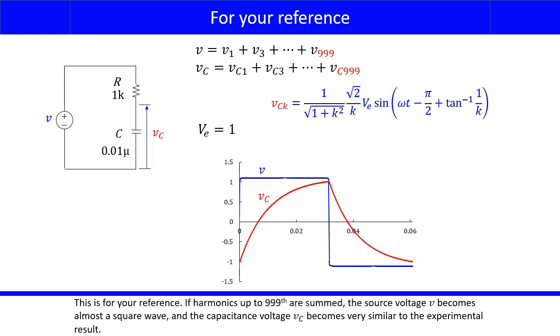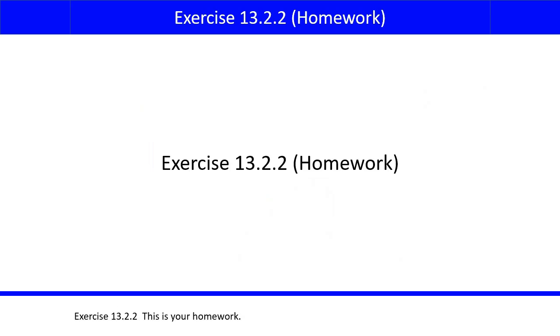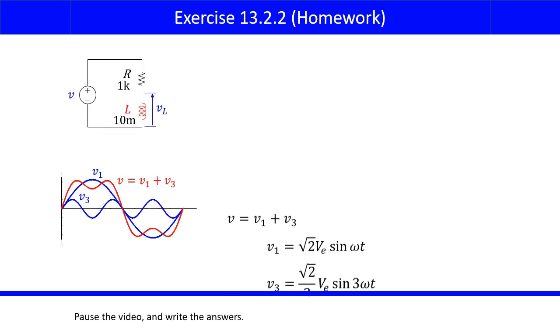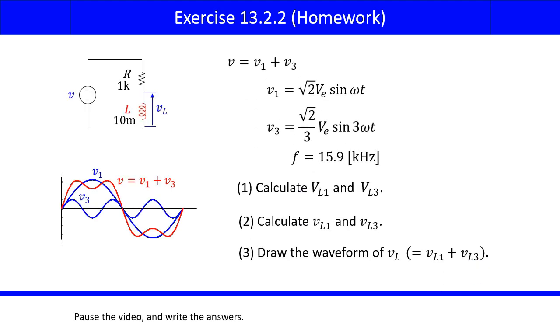If harmonics up to 999th are summed, the source voltage V becomes almost a square wave, and the capacitance voltage vc becomes very similar to the experimental result. Exercise 13.2.2, this is your homework. Pause the video, and write the answers.